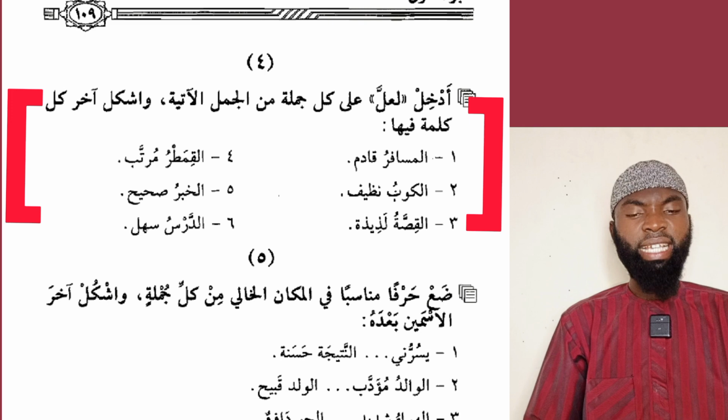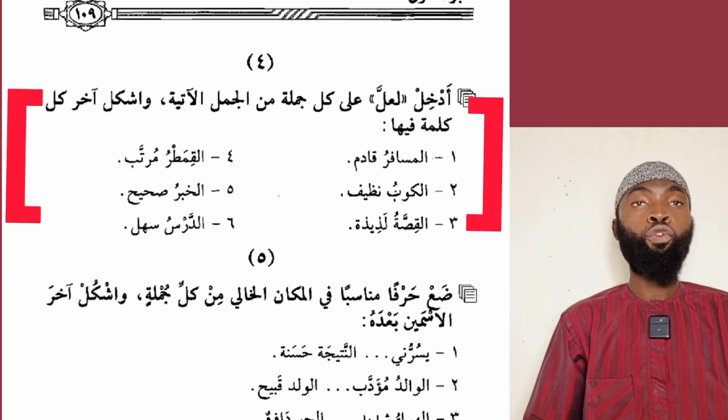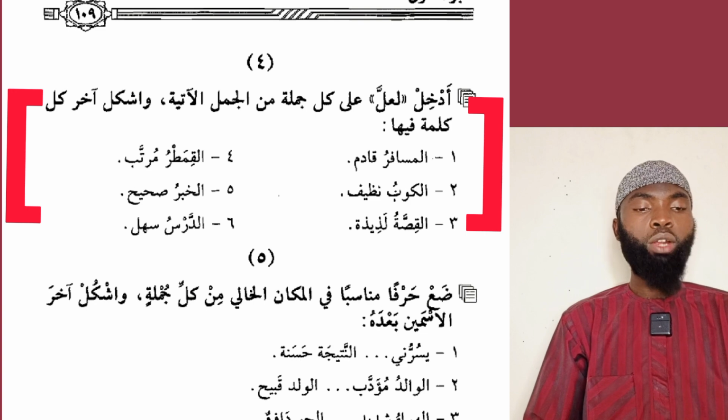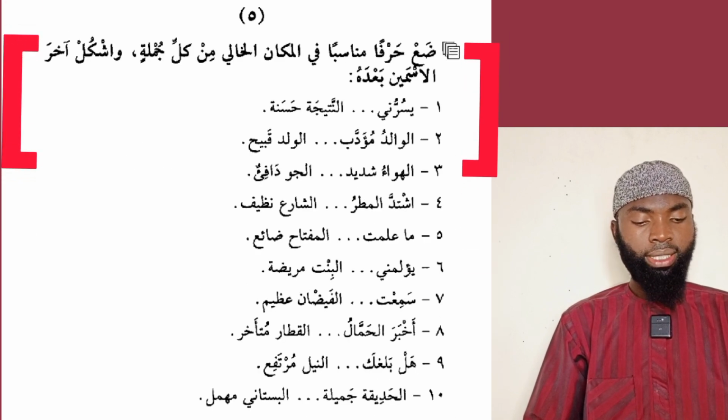The lesson is easy. We say la'alla ad-darusa sahlun. Hopefully the lesson is easy. Tamrin al-Khamis, exercise number 5. The instruction says harfan munasiba fi makan al-khali min kulli jumlatin. Place an appropriate particle in the blank spaces in the following sentences.